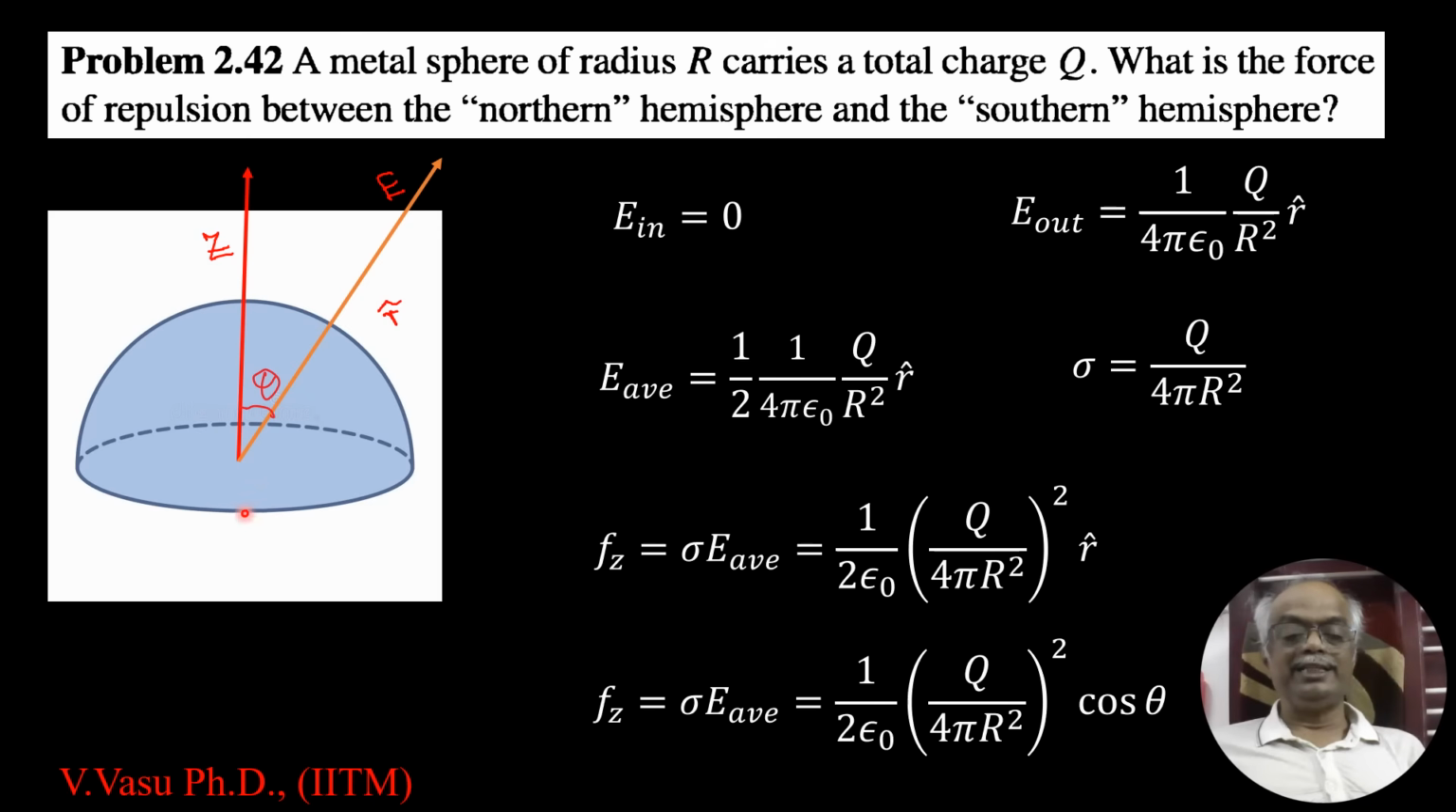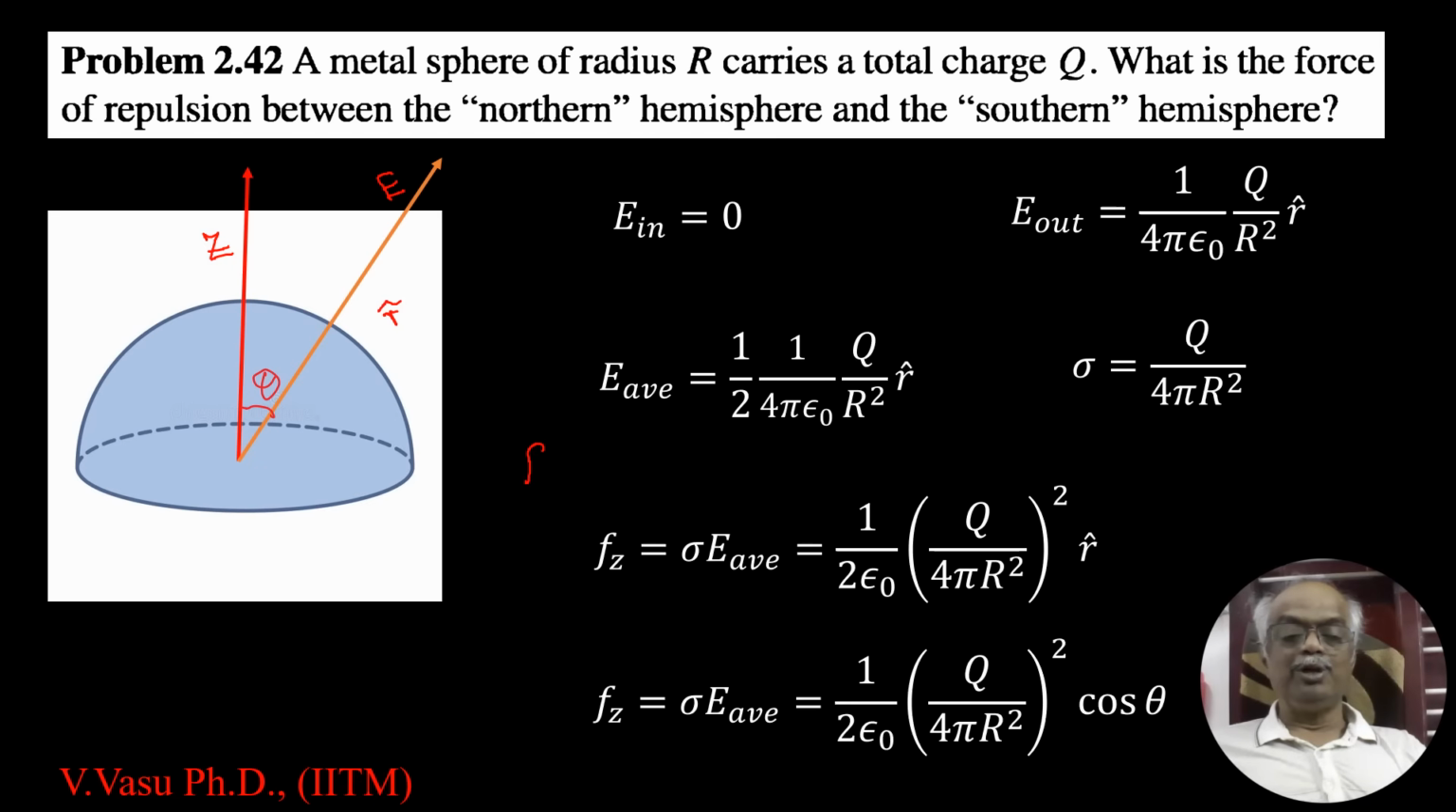We have divided this into two hemispheres. The average is one half of the total sphere. That is 1 over 2 times this electric field, 1 over 4 pi epsilon naught, Q divided by R squared, r hat. Then what is sigma, the charge per unit area? It is equal to the total charge divided by the area, 4 pi R squared. Now, what is the force per unit area? Remember that this is charge per unit area.